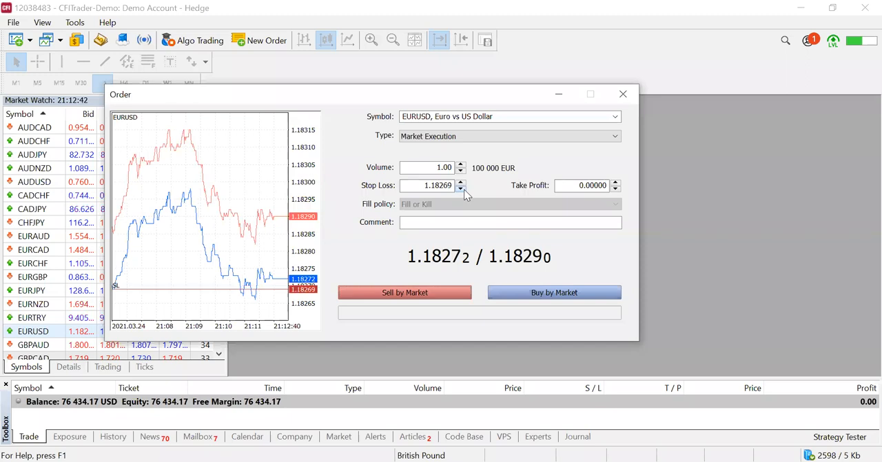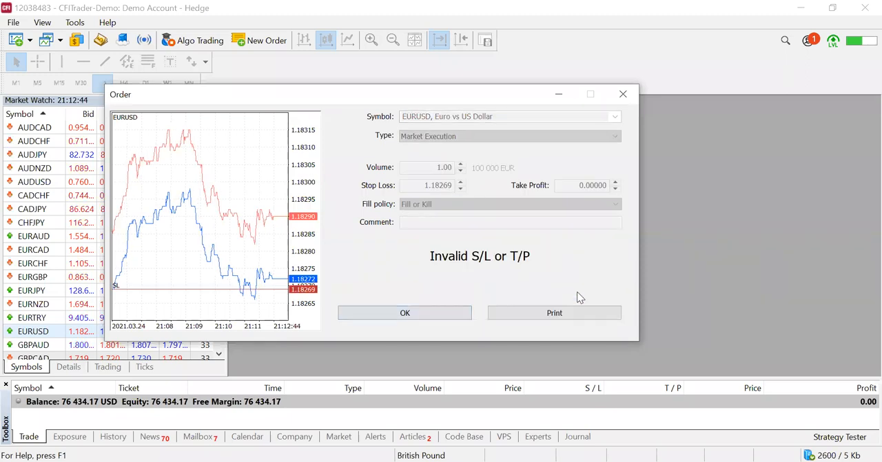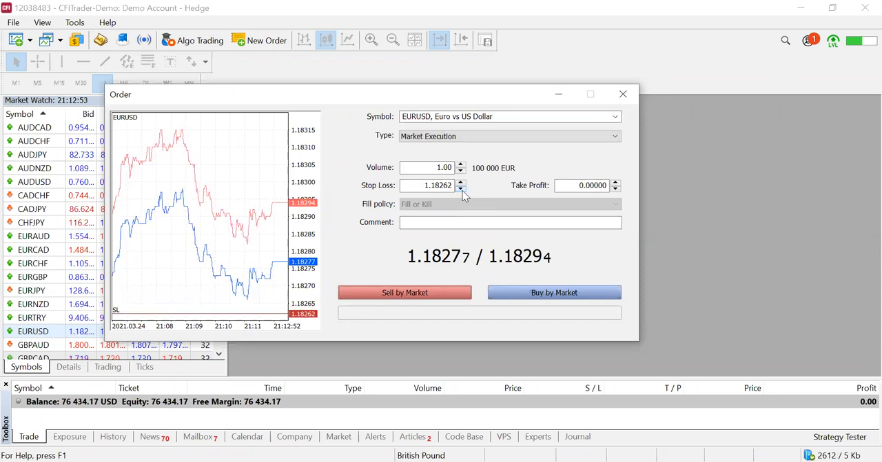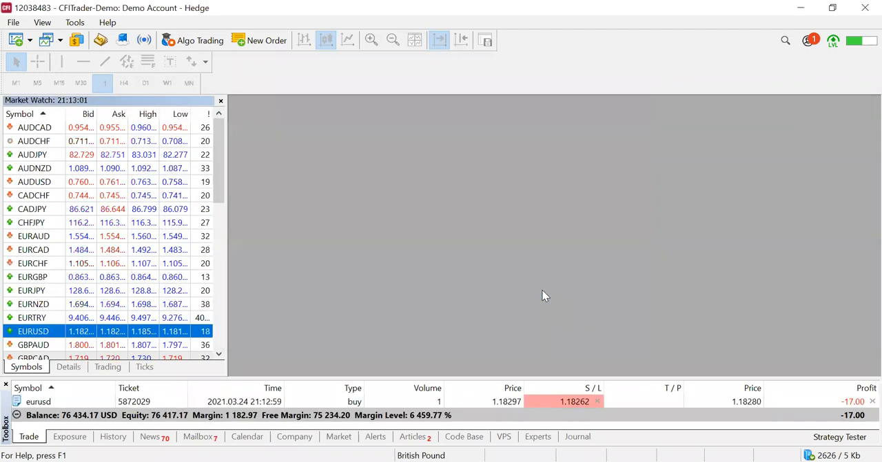So in this case, let's say I just put it right here, and then once I click buy, it should... hold on one second, what happened here? Okay, I don't know what happened before, but that's what it is.